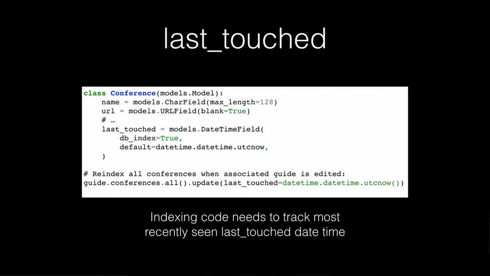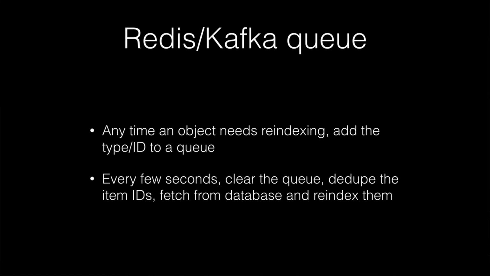So it basically means you can have more than one indexing operation running against the same database, which is pretty useful. Another mechanism I've been using on a more recent project is to keep this completely independent from the database and instead do it using a queue. So Redis is a great solution for this. Kafka works really well as well.